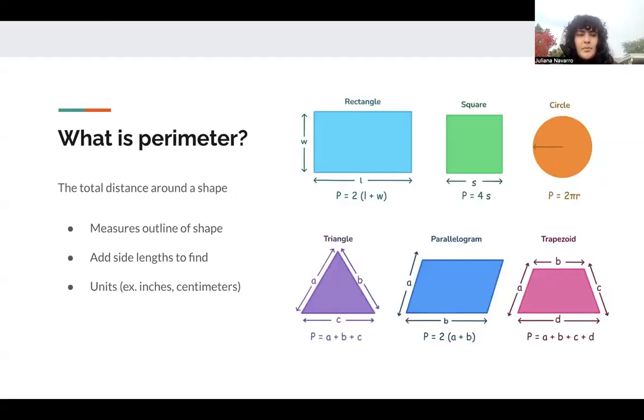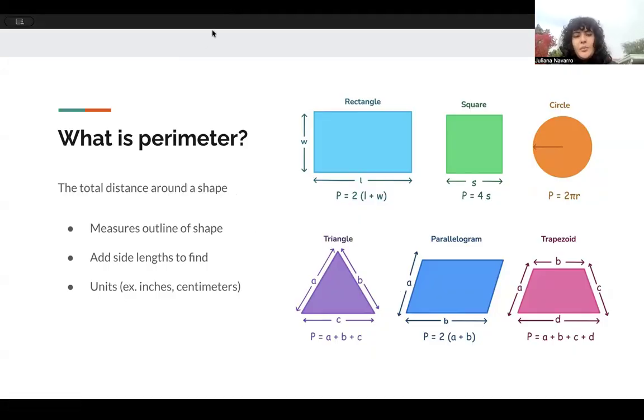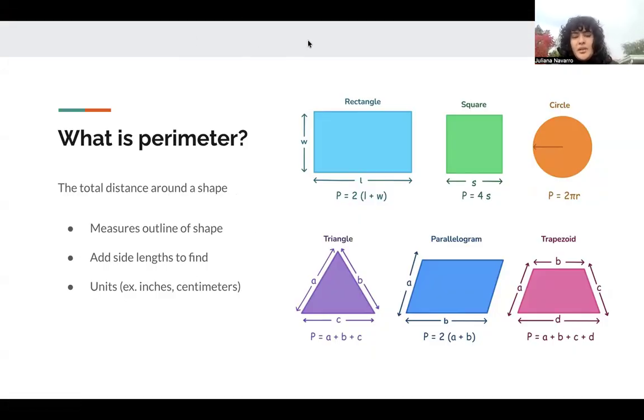What is perimeter? Perimeter is the total distance around a shape. And to find the perimeter, you add up all the side lengths. For example, on the right, you can see how each shape has its own formula, but the idea is always the same. You're measuring the outline. So like if you wanted to know how much fencing you would need around a garden, you would use perimeter. And it doesn't matter what the shape is. We always add up the sides to find the perimeter.